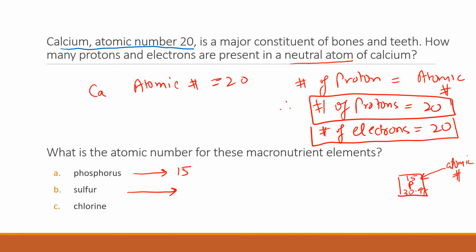Similarly, if you look at sulfur, the symbol is S, the top number is 16 and the bottom number is 32.07. This bottom number is the atomic mass. But anyway, we only want to know the atomic number. Therefore, for sulfur, the atomic number is 16. Chlorine, atomic number is 17.